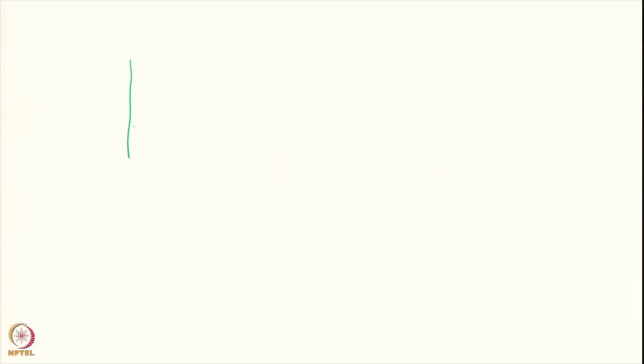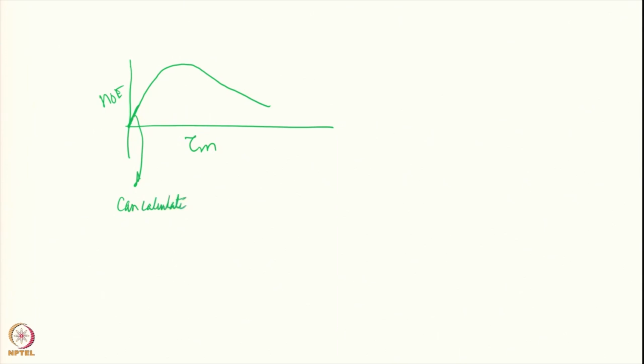So if I want to plot the NOE as a function of tau m, then it will go like this, it will come down. So this is the linear regime, during which time it is directly proportional, going to the neighboring spin only, and it is in this region one can calculate interproton distances.